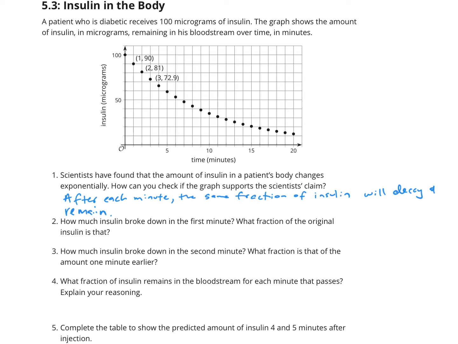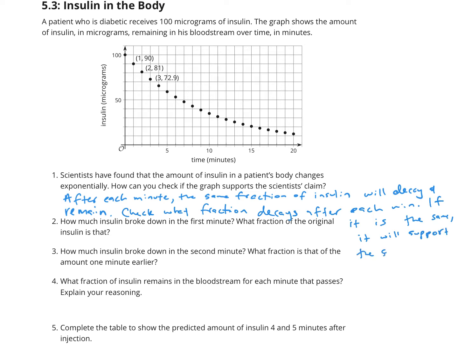So check what fraction decays after each minute. If it is the same, it will support the scientist's claim.